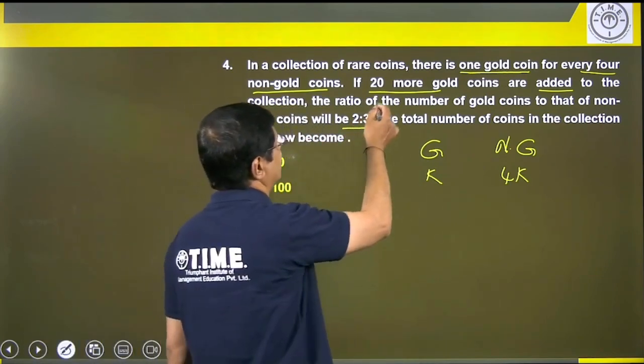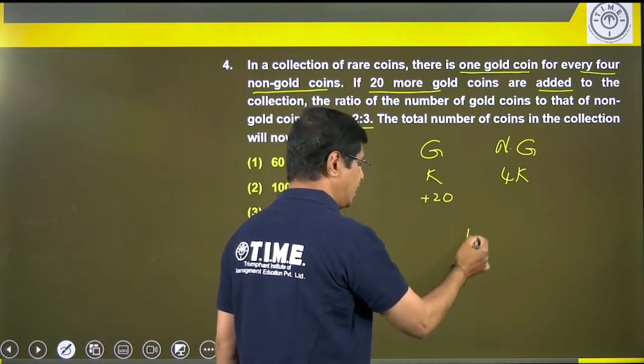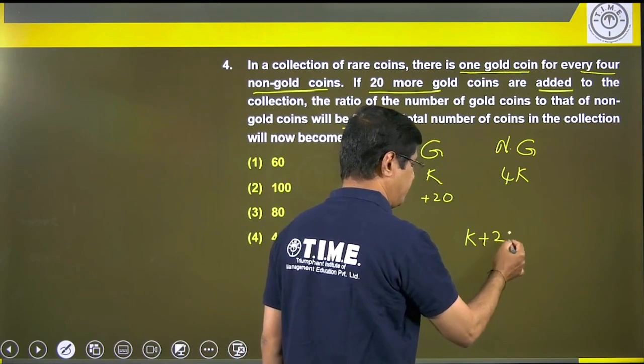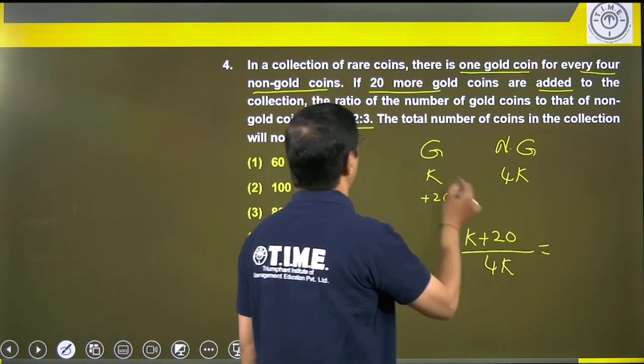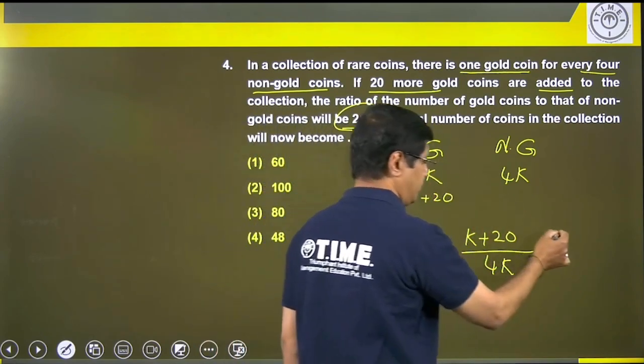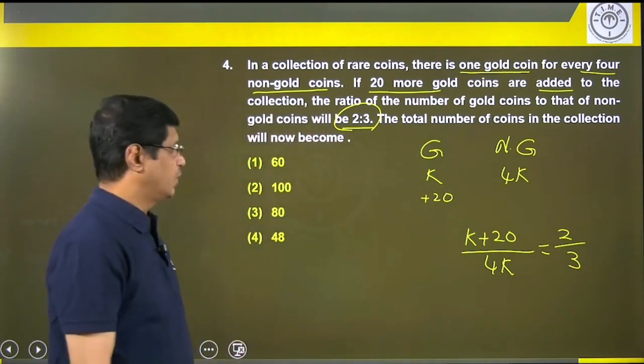20 more gold coins are added. 20 more gold coins are added means K plus 20 by 4K is equal to, now the ratio is 2:3. Simplify, find out the value of K. Now what is the value of K?